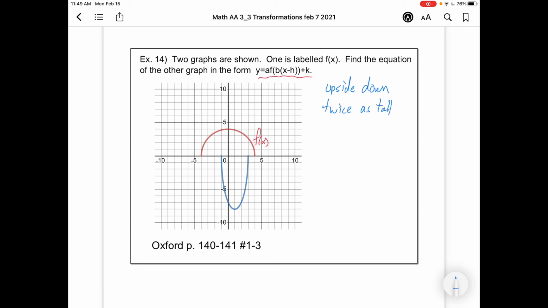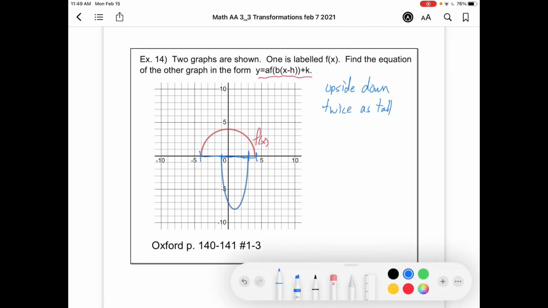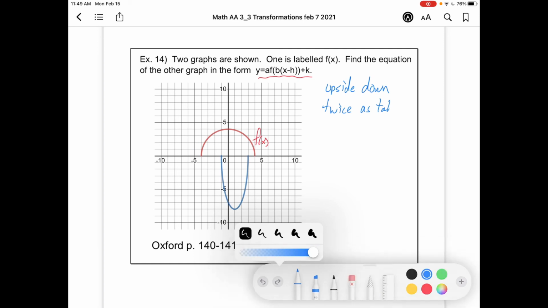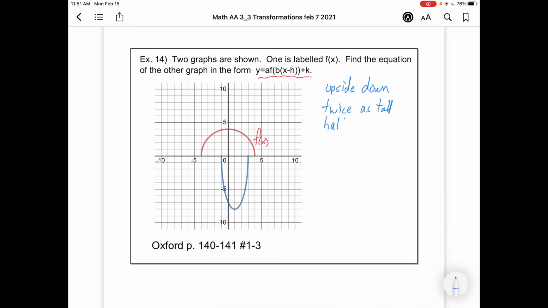I also noticed that it's kind of smushed in. It's half as wide. The red one was 8 units wide. The blue one is a mere 4 units wide. So it's half as wide. It's twice as tall, but it's half as wide.